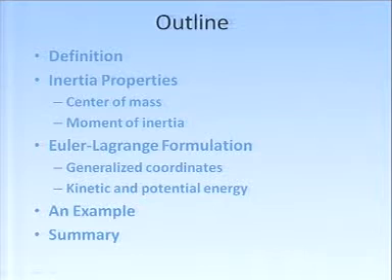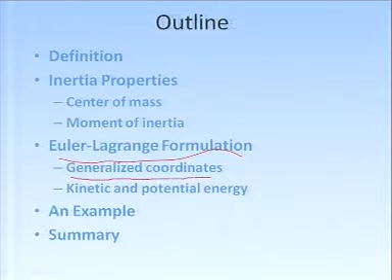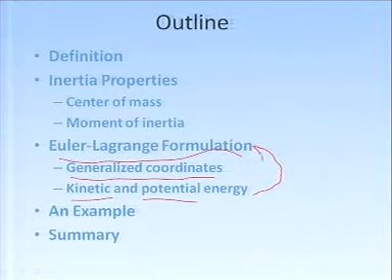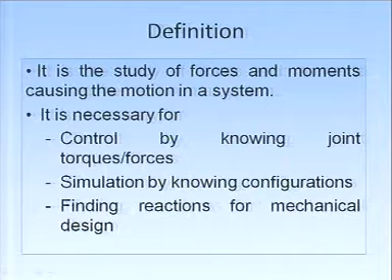Then I will give you the Euler-Lagrange equations of motion. We call it the Euler-Lagrange formulation. This is one of the very popular formulations to write the dynamic motion of a system. But to do that, we introduce the meaning of generalized coordinates, followed by the kinetic and potential energy of the total system, which we will finally use to derive the Euler-Lagrange equations. I will take an example and give you the summary at the end.